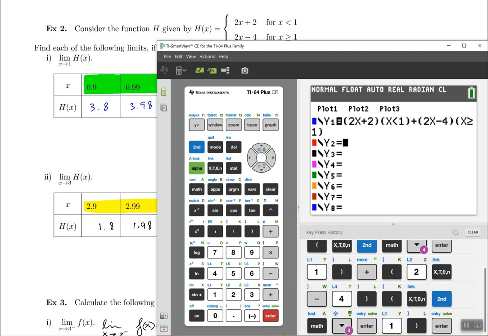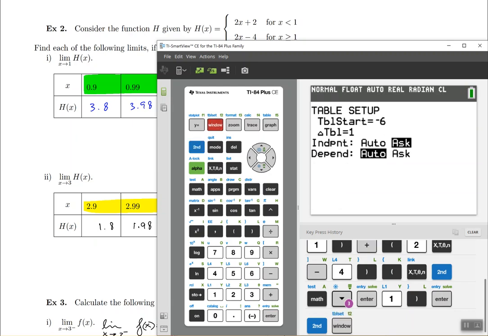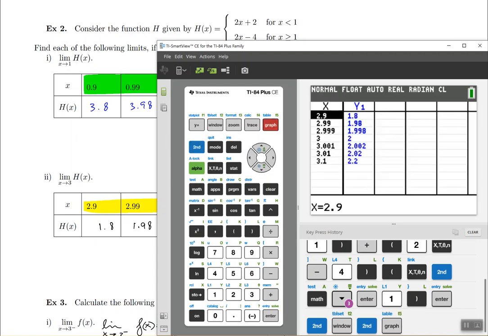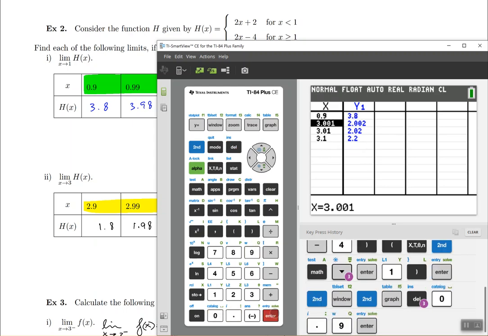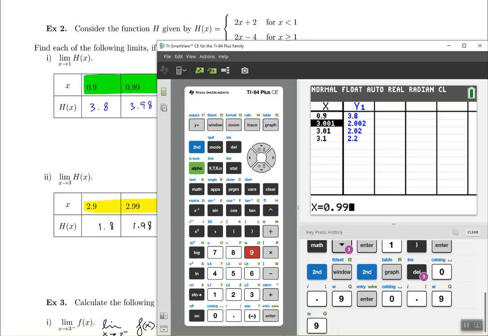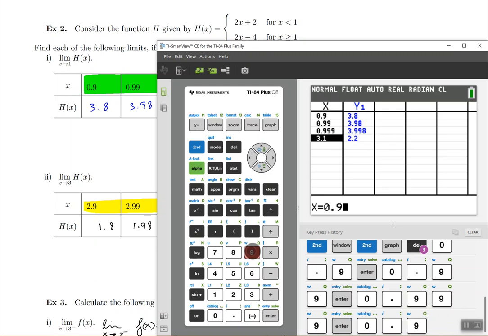Now my table is still set up from the last problem we did. We set up the table so that it says ask on the first line and automatic on the second line, so that's great, that's what we want. Now we're ready to go. We're just going to go into the table. If you have numbers already there, not a big deal. You could just clear them out by clicking delete, delete, delete, or you can write directly on top of them. So you can type 0.9 and then hit enter. It will erase the old one and put a new one. And 0.99. And let me do all of them. So 0.999 and 0.9999.